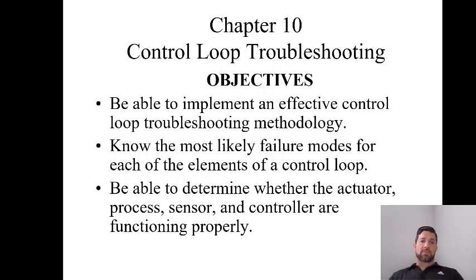The objectives of this chapter are we want to come up with an effective strategy for troubleshooting a feedback control loop. In order to do this, we need to understand what are the primary failure modes that can occur within these control loops and be able to determine whether or not each of the individual components are acting properly.